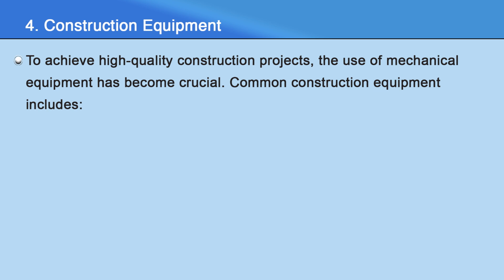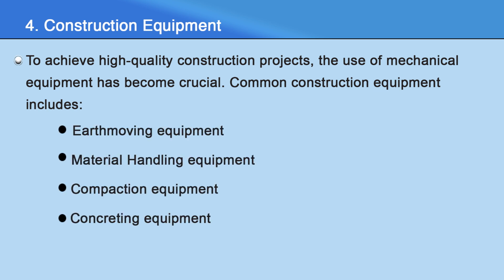Equipment and machinery typically account for approximately 20 to 30% of the total project cost. The common construction equipments include earth moving equipment.